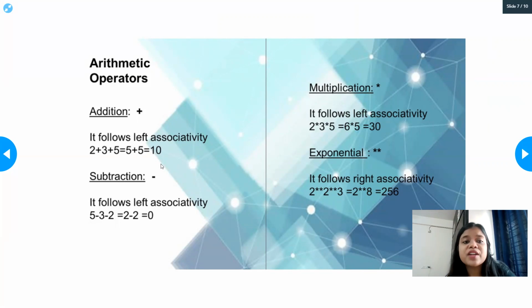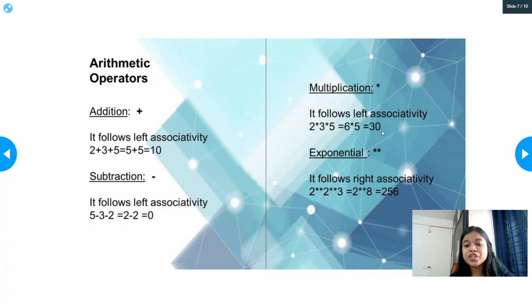Now coming to multiplication. In addition and subtraction, we generally use plus and minus even in mathematics. But coming to multiplication, we generally use the symbol x or into, whatever you say it. But in here, we are going to use the symbol star for multiplication. Okay, so it also follows left associativity. So this is 2 star 3 star 5, that means 2 into 3 into 5. So 2 into 3 is 6, and 6 into 5 is 30. So that's what we are going to get in multiplication.